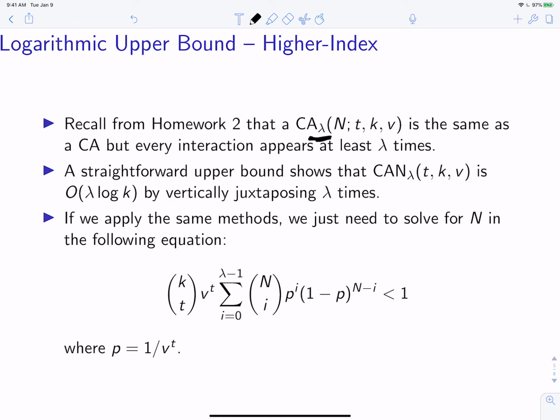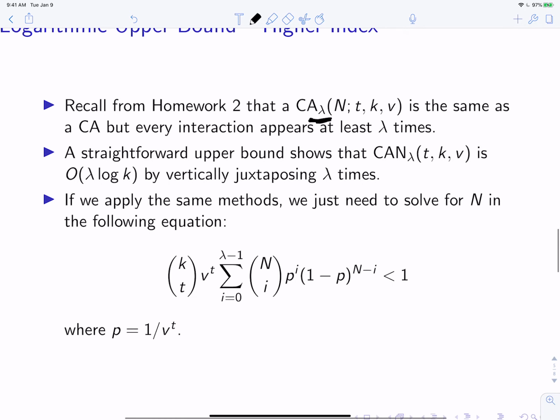with redundancy lambda. If each one of those was log k, then doing that lambda times gives lambda times log k. So that's why I have this here. But I can't claim that this is theta of lambda times log k, because we don't have a matching lower bound. Whereas before, we did have a matching lower bound of log k, so we could sandwich them and say it's something times log k. And it turns out we can do significantly better than this.